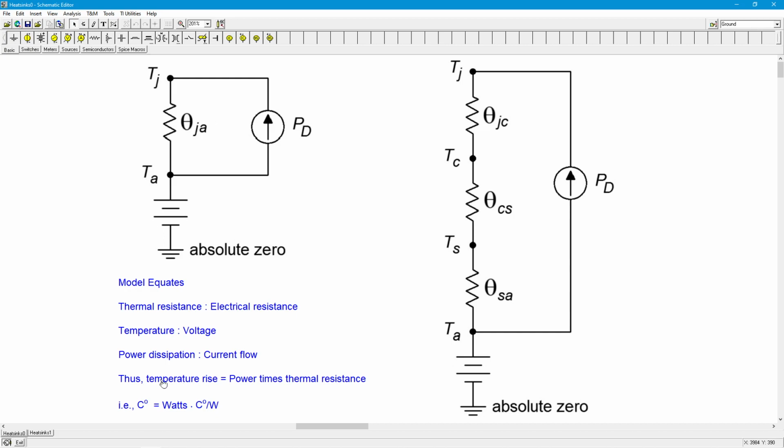So the temperature rise, which is the voltage, is I times R. I is the power dissipation, PD, and R is the thermal resistance, in this case, theta JA. So you look at the units: your temperature rise is centigrade degrees, the power is in watts, the thermal resistance is centigrade degrees per watt. So when you multiply this out, obviously the watts and the per watt cancel, and you're just left with centigrade degrees. So this is what you have with that 3904 all by itself. You just have theta JA.